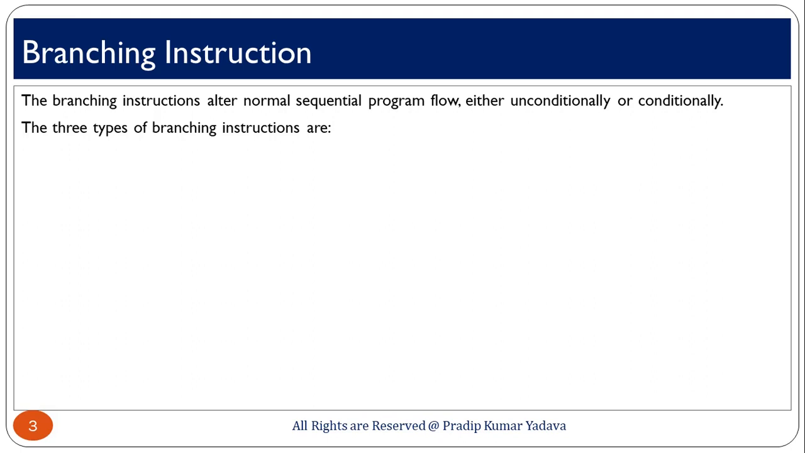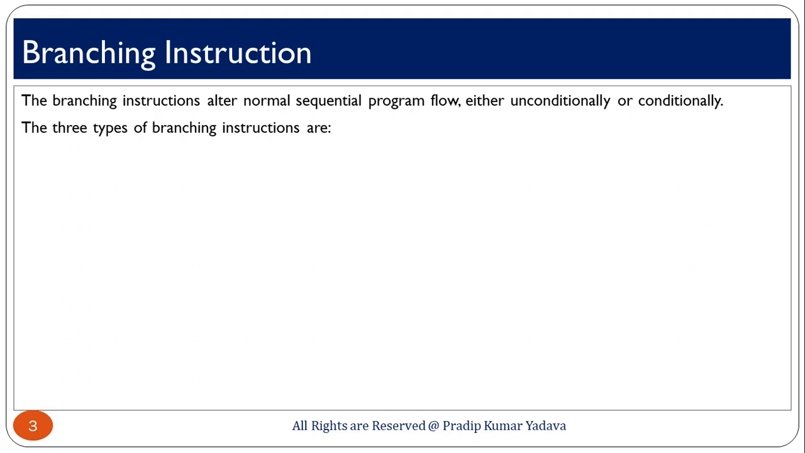When we are talking about branching instructions in 8085, we are talking about some condition, because branching instructions alter the normal sequential program flow either unconditionally or conditionally. A branching instruction is just like if-else. I think you have studied if-else in C, C++, and many other languages. So you can say a branching instruction is the same as if-else.